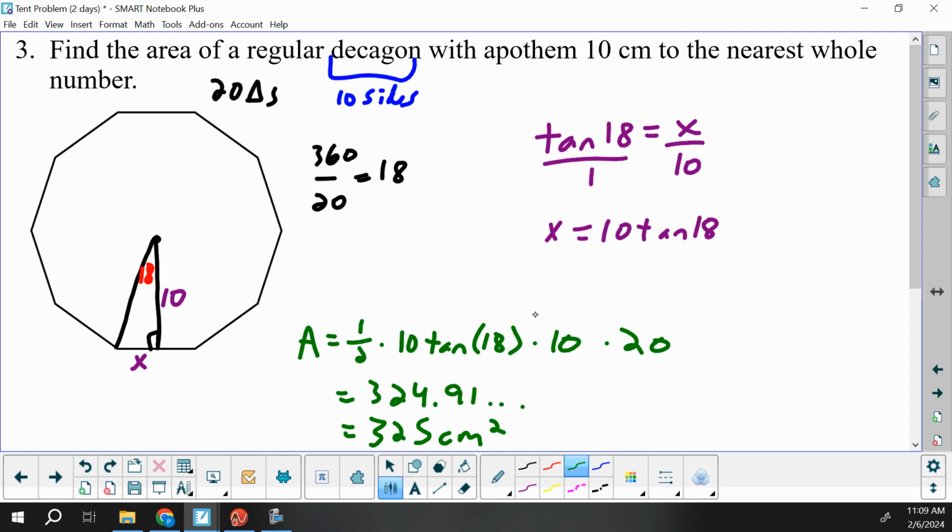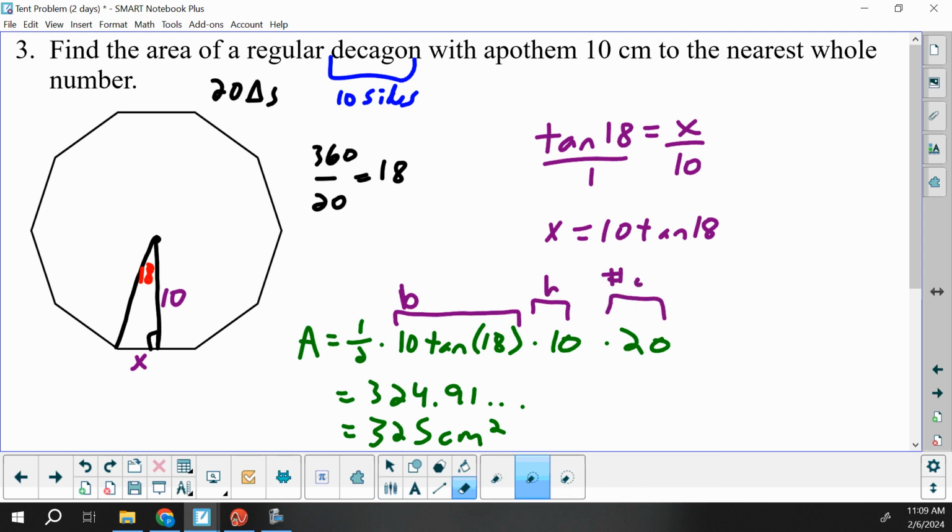So then when we go to our area, 1/2 the base, so the base was the 10 tan 18, times the height, and then times the 20, which is the number of triangles. When we put that in, first decimal place was a 9 in the 10th spot. We were rounding to the nearest whole, so that 9 bumps us up, so we have 325 centimeters squared.